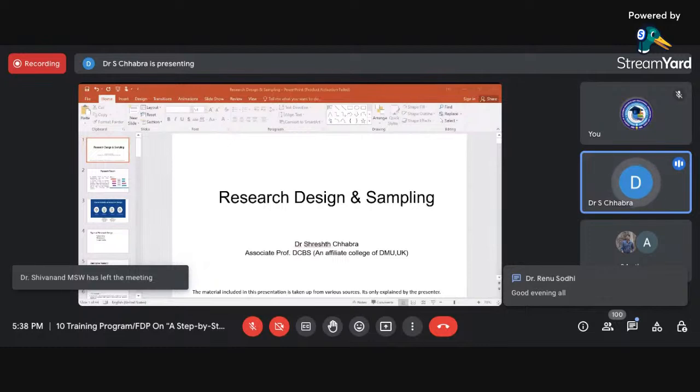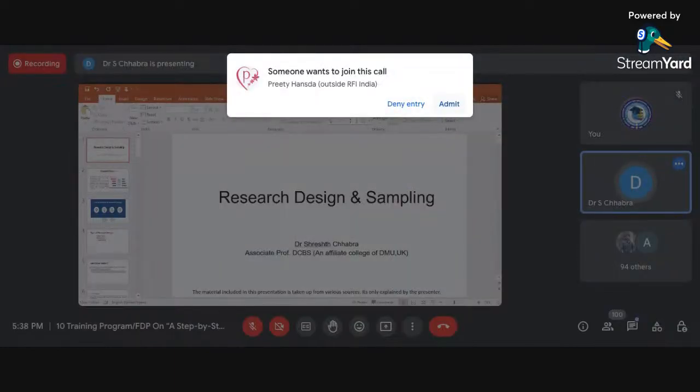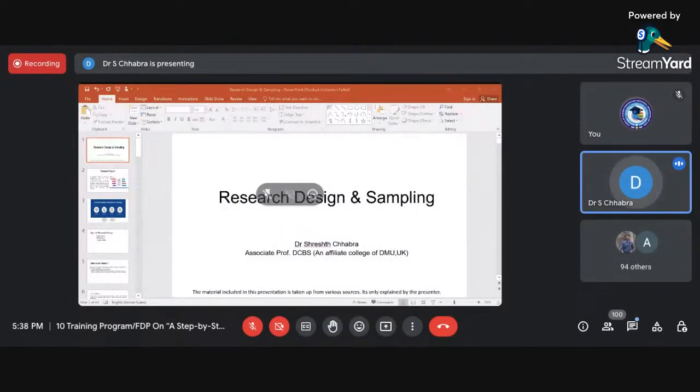You may be in a fix that, okay, what should I do about this research, or how should I go about this research. During this discourse of one and a half hour that has been allotted to me, I would try and explain to you how and what you can do with the starting point of your framework, and how you can proceed ahead on that.